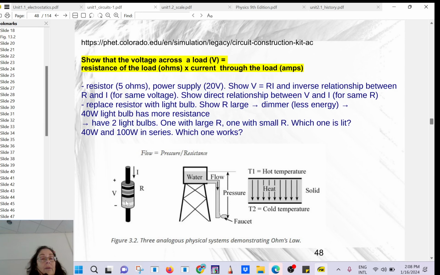Can you control the amount of current flowing? Yes, we can do that by controlling R, which is called the resistance, and the unit is in ohms. Is that clear? So probably you are more familiar with this, but it's the same idea. Okay, so let me show you what I mean.